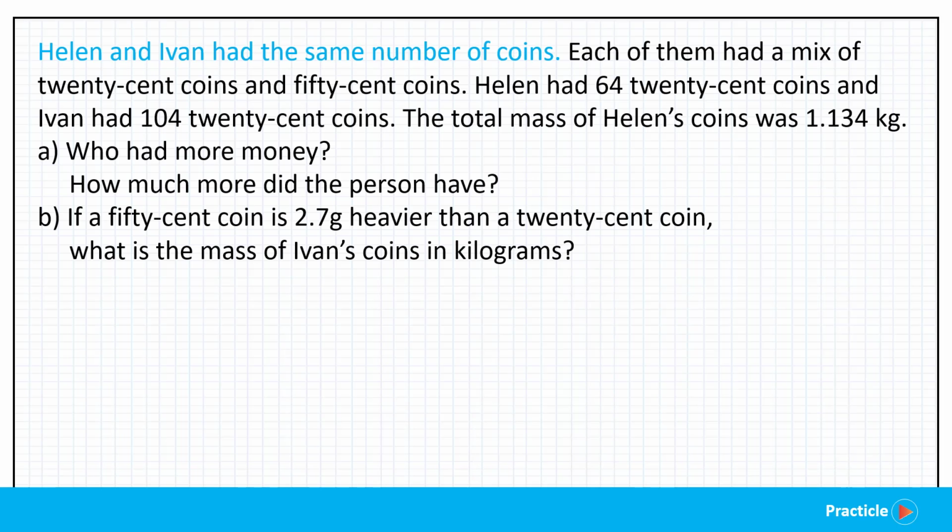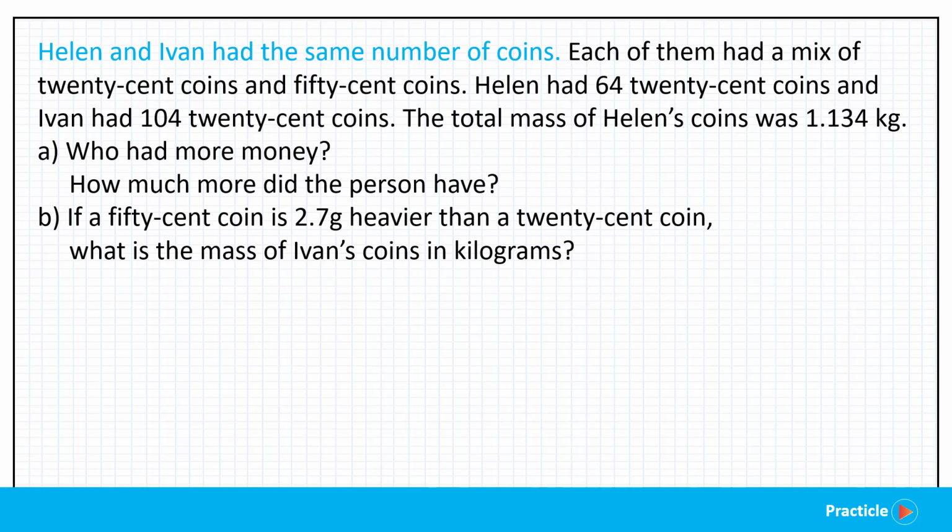Helen and Ivan had the same number of coins. Now since we are looking at coins, it's important to differentiate whether we are looking at the number of coins or the value of the coins, alright? So these two things are not the same. The number of coins refers to how many coins we have, but the value of the coins refers to how much the coins are worth. Here, we are not looking at the value of the coins, but the number of coins that Helen and Ivan each had, which is great because there's one less thing to be confused about.